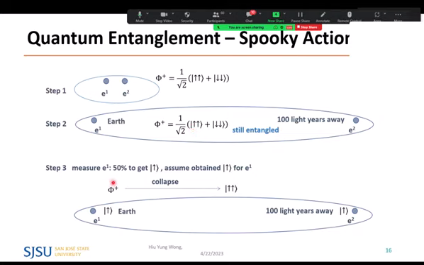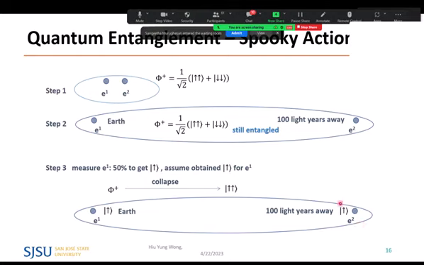So for the electron on the Earth, you will collapse to be up or down with 50% because of the coefficient. So let's say I get up. Now, if I get it collapse to up, what will happen to the other electron 100 light years away? In this whole system, it only has two basic states that have non-zero coefficient. So the whole system needs to collapse to up, up or down, down. It doesn't have up, down. So if my electron on the Earth collapses to up, the electron very far away must collapse to up also.